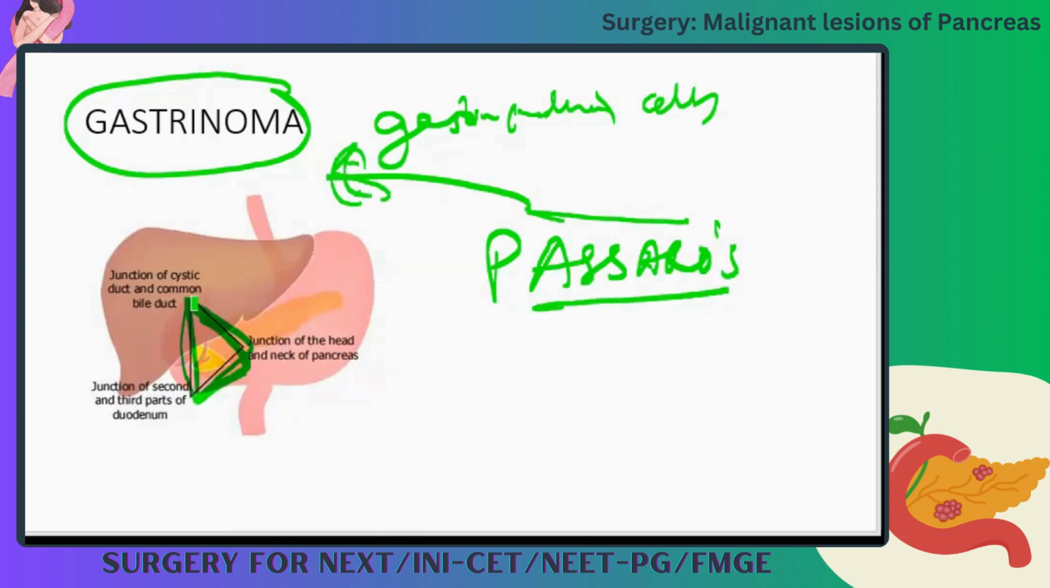Here see the junction between the cystic duct and the common bile duct, the junction of the head and neck of the pancreas, and the junction of the third and second part of the duodenum. In between, if you draw an imaginary triangle, this is it. In between only you will find these gastrinomas.